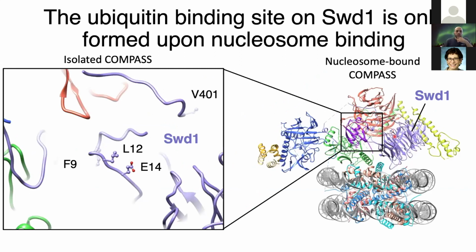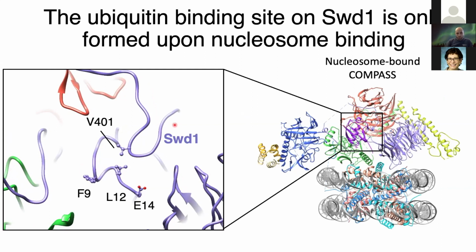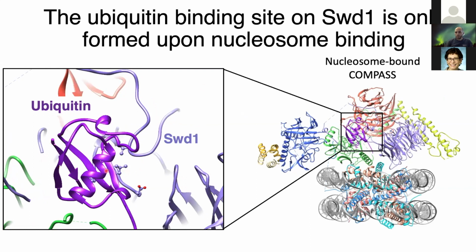And finally, in addition to the contact between the RxR helix and ubiquitin, there's also a contact between ubiquitin and this other COMPASS subunit called SWD1. However, if you look at the isolated COMPASS structure where COMPASS is not bound to the nucleosome, the entire binding site for ubiquitin is malformed. There's no indication here that ubiquitin could bind here. However, when COMPASS binds to the nucleosome, this part of SWD1 completely rearranges. And the result of that rearrangement is that SWD1 presents a single hydrophobic surface that is then used by ubiquitin to dock onto this surface.